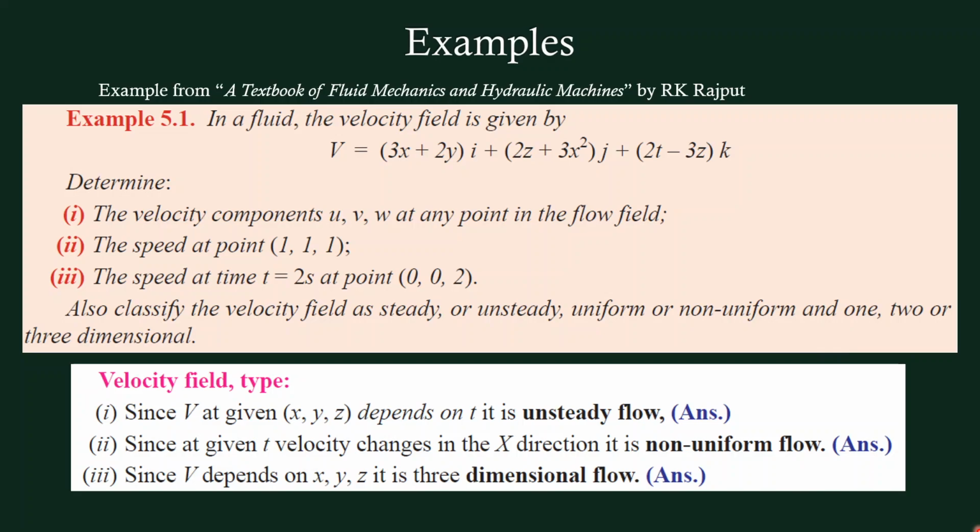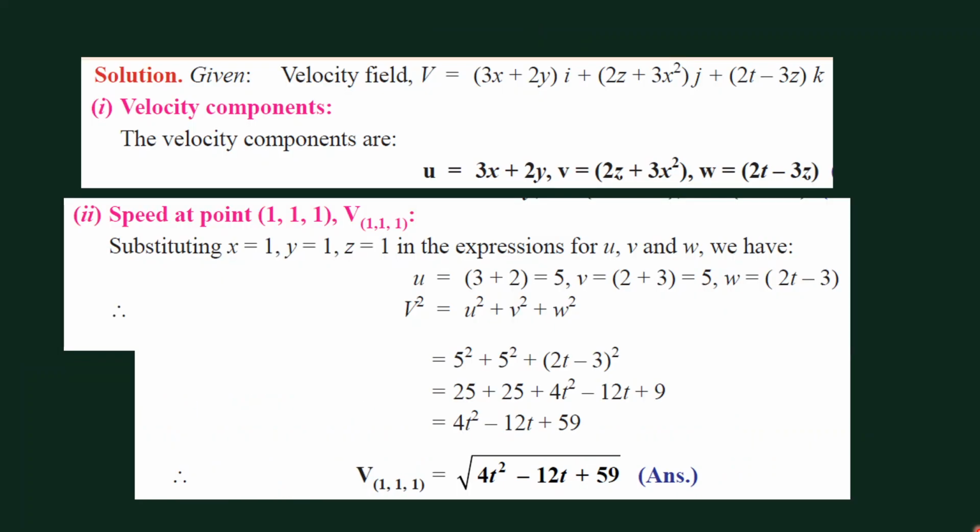Now, let's come to the first part, that is the velocity components u, v, and w. In this problem, the answer is actually quite clear, because the expression is given in such a way that this is obviously the x component of velocity, that is 3x plus 2y is equal to u. Then the y component v is equal to 2z plus 3x squared, and the z component w is equal to 2t minus 3z. As you can see in the solution, these are u, v, and w.